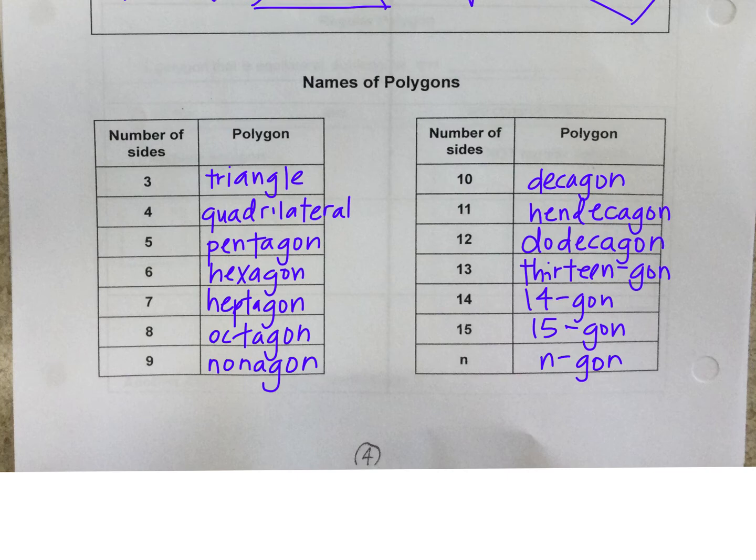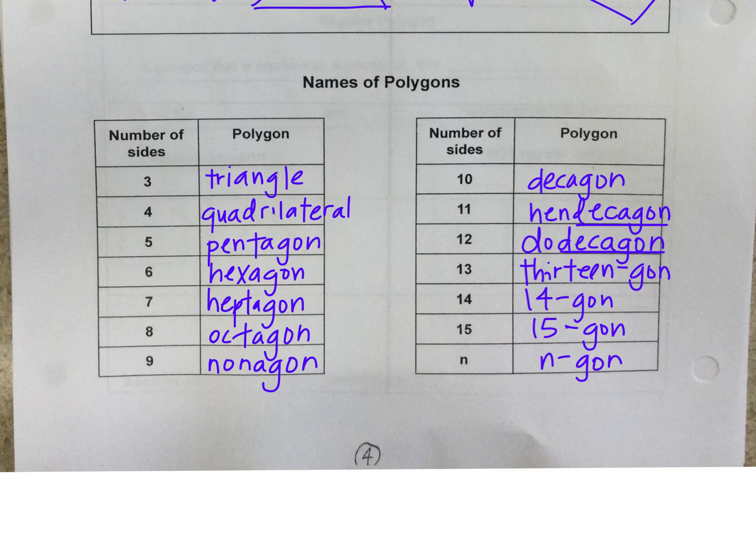9 is nonagon. 10 is decagon. 11, it has that same decagon word in it. We just put the hen in front, so it's hendecagon. 12 is very similar. It's dodecagon. Anything past 12, we just say the number and then say agon. So 13agon, 14agon, 15agon, and so on. So if I had a shape with 94 sides, it'd be a 94agon.